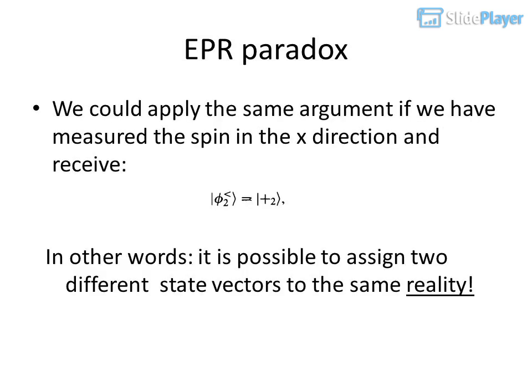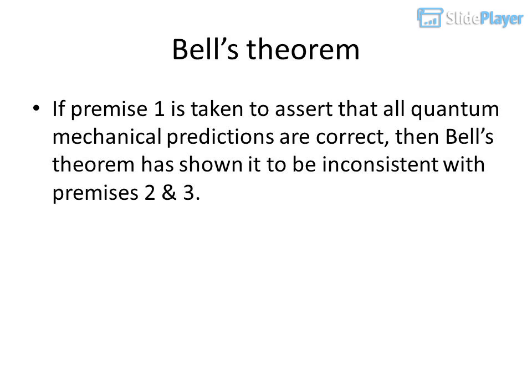We could apply the same argument if we have measured the spin in the x direction and receive. In other words, it is possible to assign two different state vectors to the same reality. Bell's theorem. If premise 1 is taken to assert that all quantum mechanical predictions are correct, then Bell's theorem has shown it to be inconsistent with premises 2 and 3.